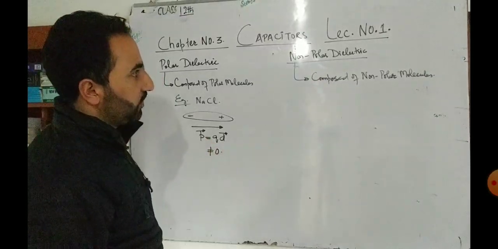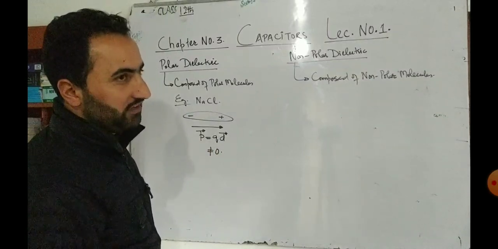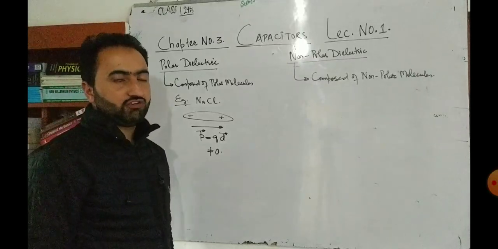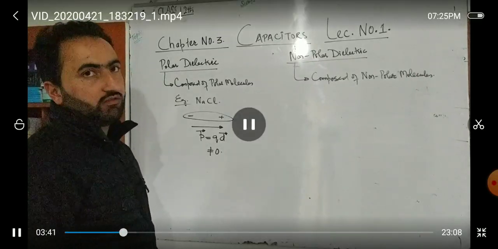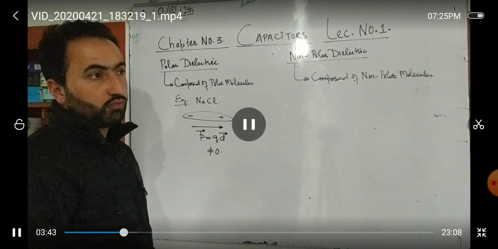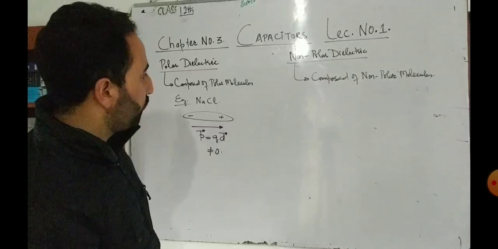Okay? But for the non-polar molecules, there are a huge number of non-polar molecules. For example, carbon dioxide is a non-polar molecule. In the same way, water is a polar molecule, carbon dioxide is non-polar, CH4 is non-polar, etc. So many examples of non-polar molecules are there.